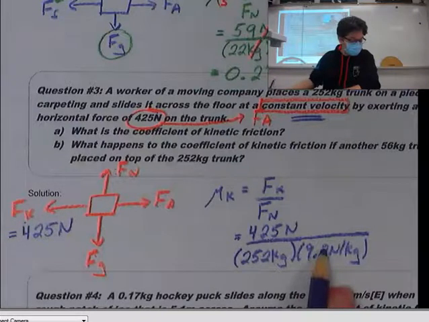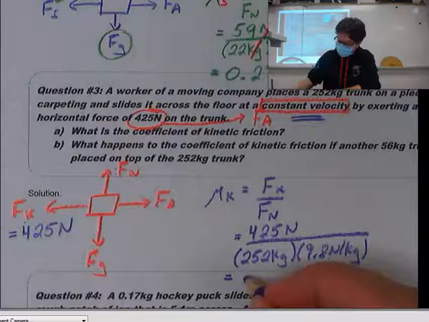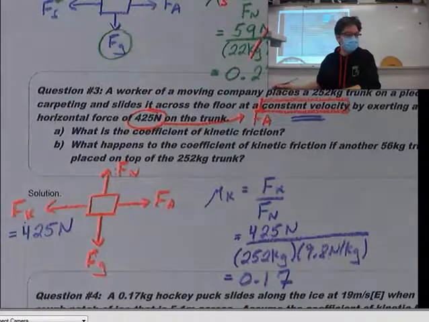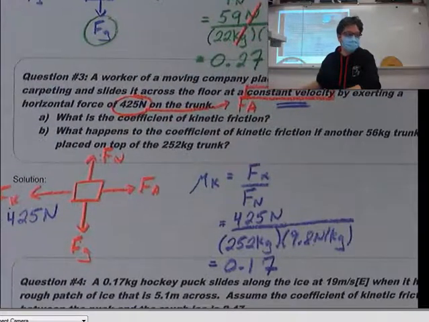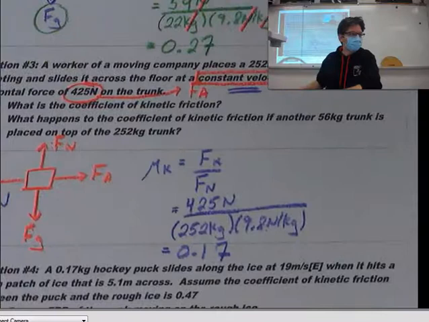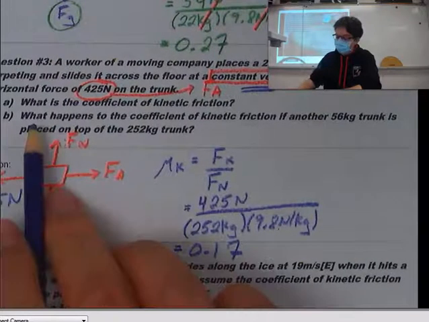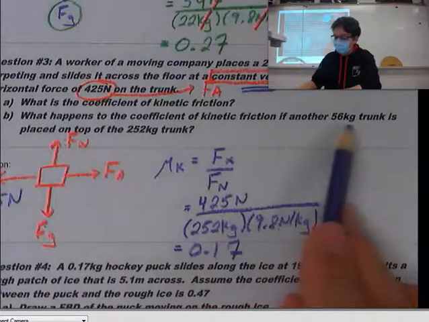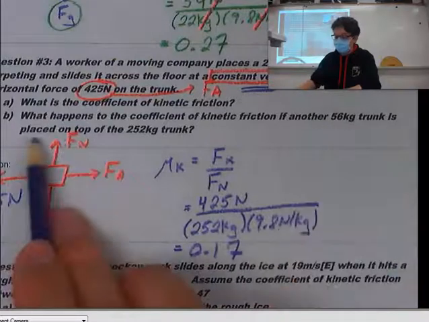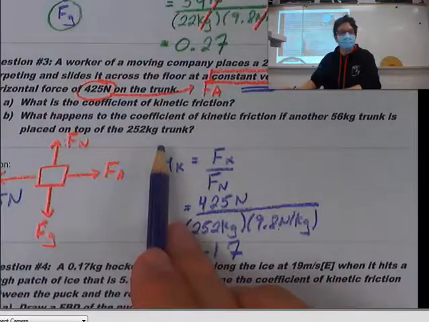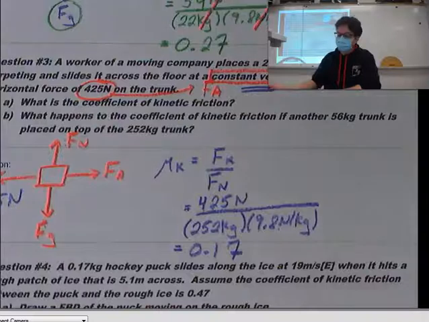Okay, and when we do that, we get 0.17. Again, no units, no direction. The coefficient is just a ratio. Then it says, what happens to the coefficient if another 56 kilogram trunk is placed on top? This is like our friend sitting on top of the fridge.